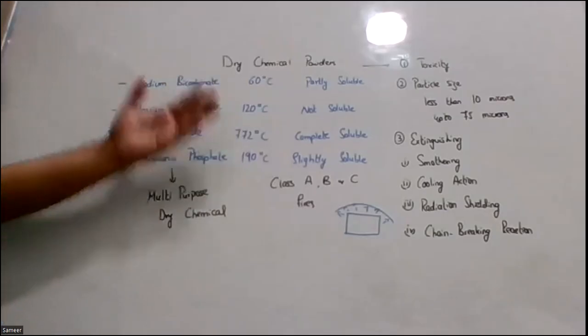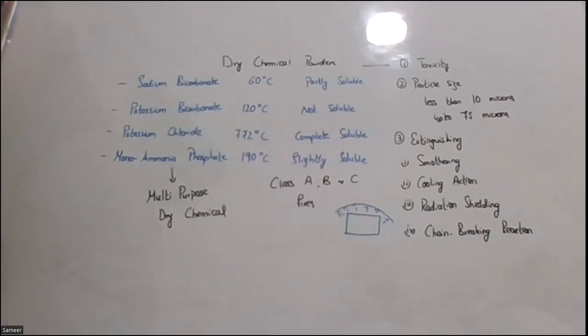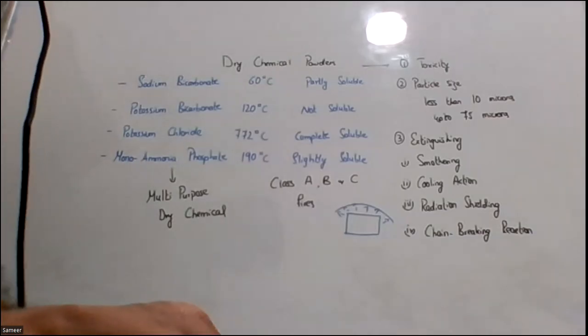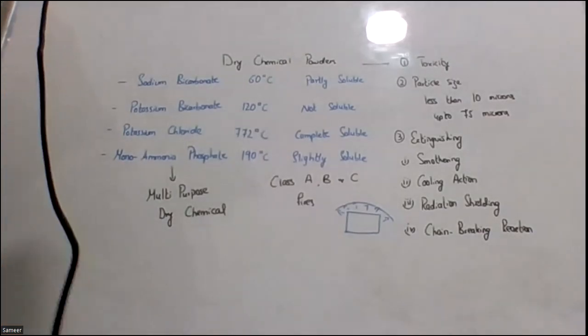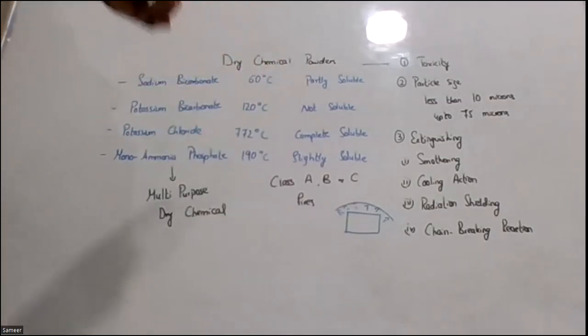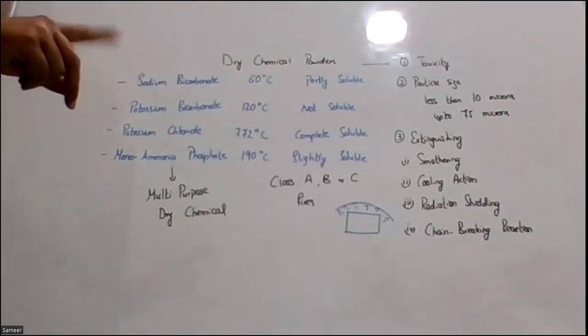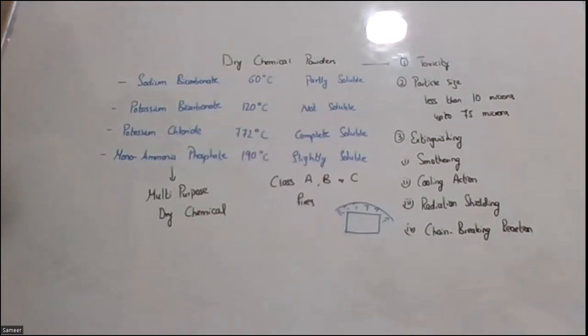Anyways, back onto the dry chemical powders. Dry chemical powders are base chemicals, and based on the base chemicals, they have their own extinguishing properties. But when we are talking about extinguishing properties, they have their limitations also. So let's see what the limitations of dry chemical powders are.